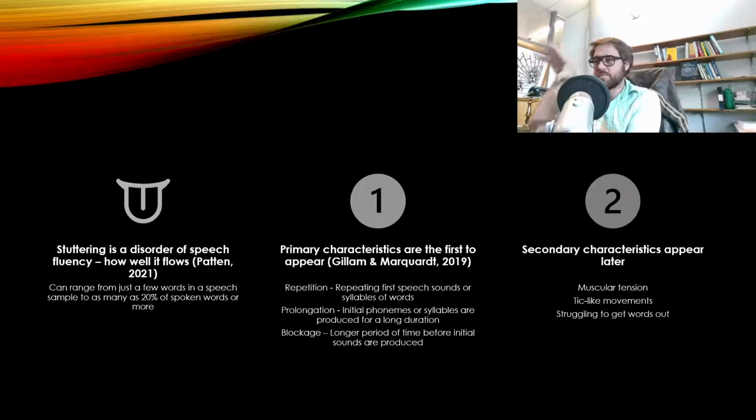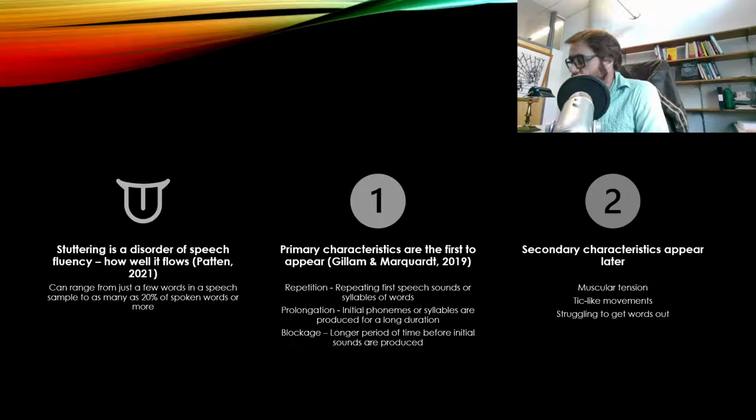Primary characteristics appear first, and then these secondary characteristics come on later. Those can be things like muscular tension, especially during blockages and prolongations, where you can actually visibly see it. Tick-like movements, and also visibly struggling to get the words out.